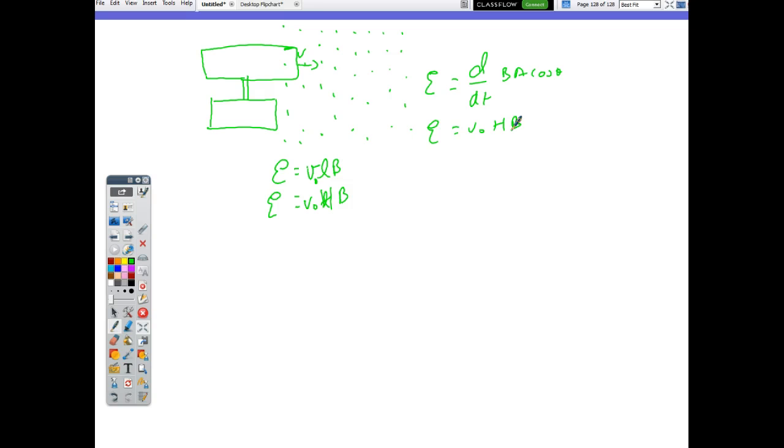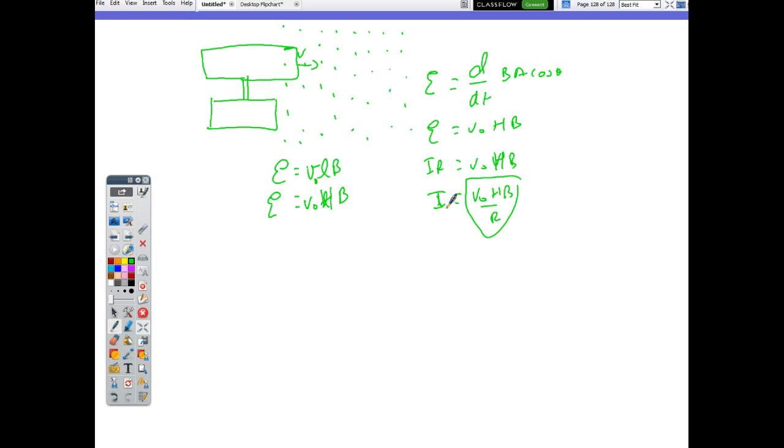How do I find my current? V equals IR. So IR is equal to V naught HB. Therefore, I is equal to V naught HB over R. And I'm done with that one.